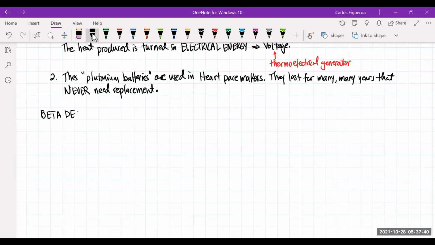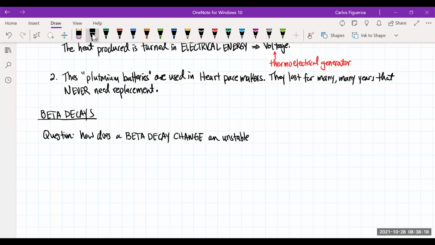Beta decays. So now what we want to do is ask the same question that we did with alphas. I'm not really sure how I worded that question, but it's probably something like, how does a beta decay change in unstable nuclei?